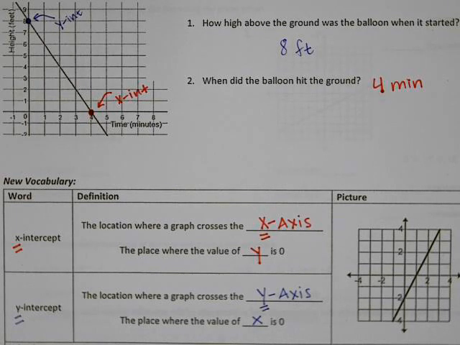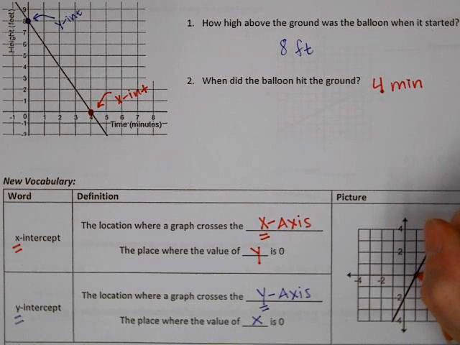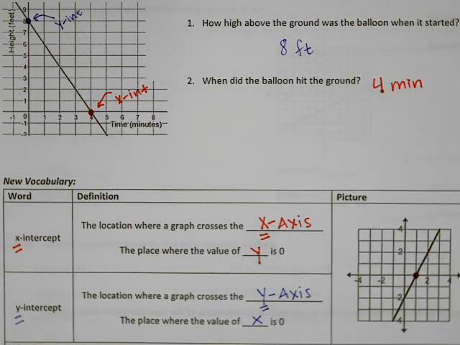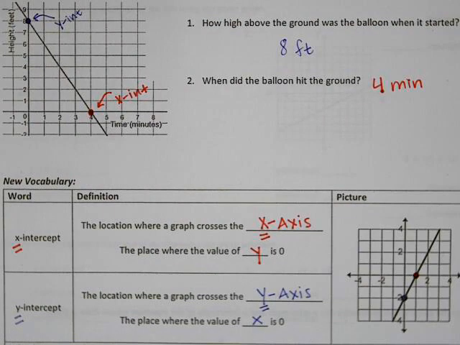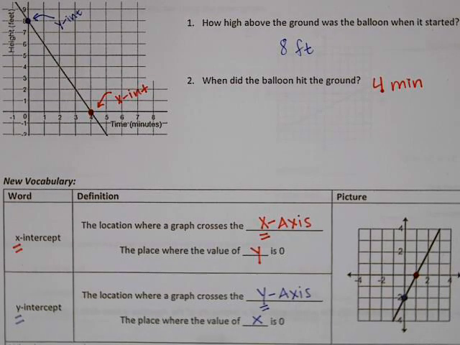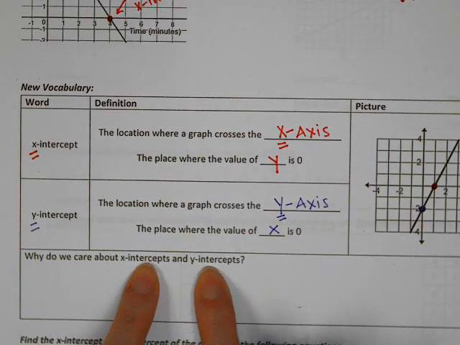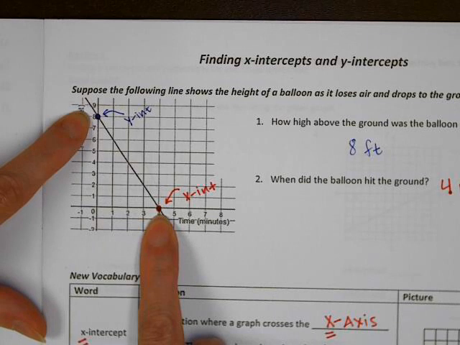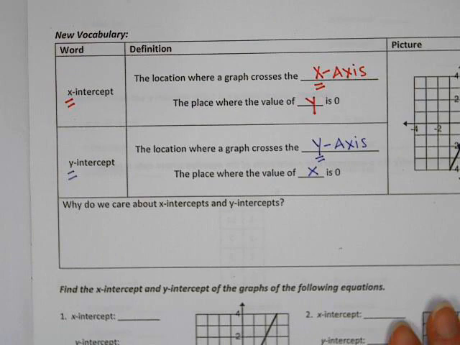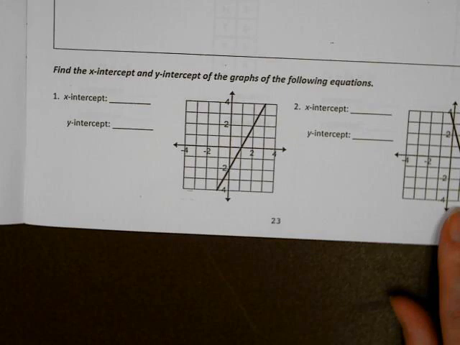Okay, so an example here, the x-intercept would be here, and the y-intercept would be here. And yeah, that's it for that. So why do we care about x and y-intercepts? They end up giving us important information about lines, like where the time is 0 or where the height is 0. So really important, x and y-intercepts. Okay, so let's do some.